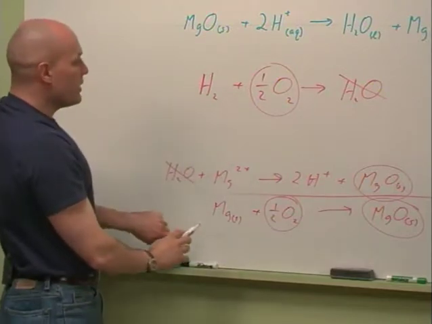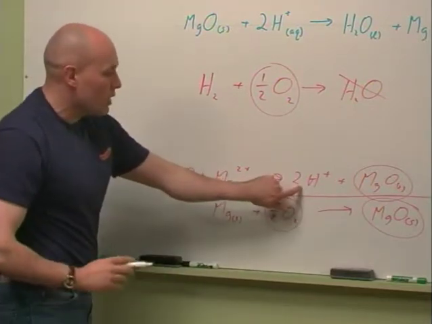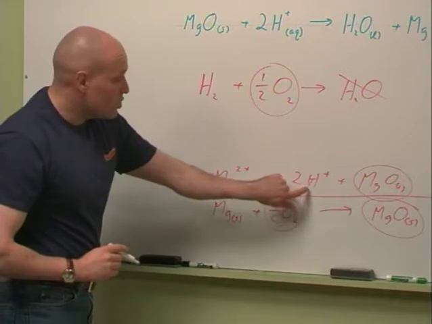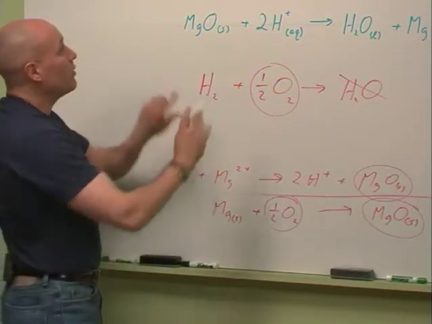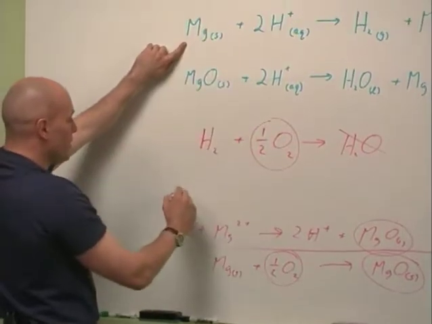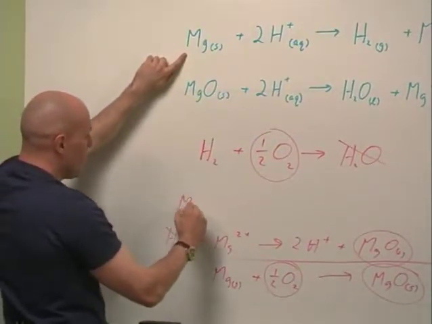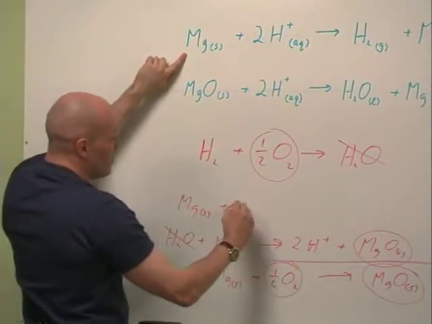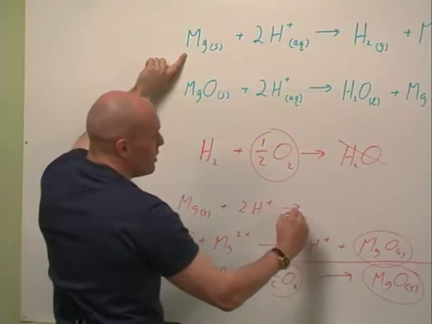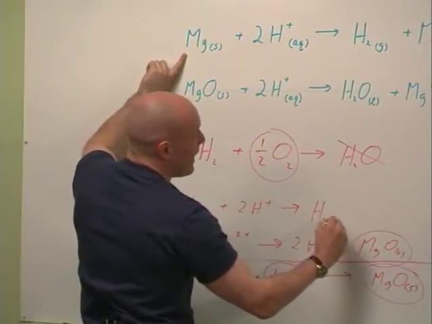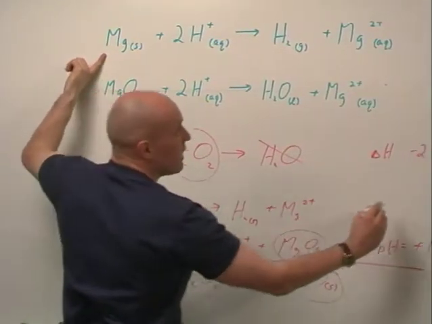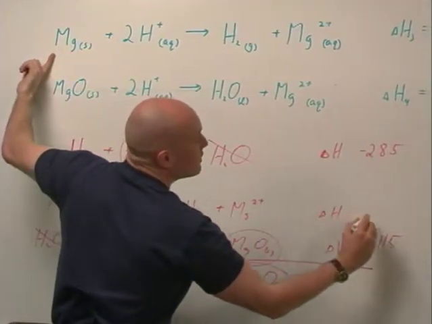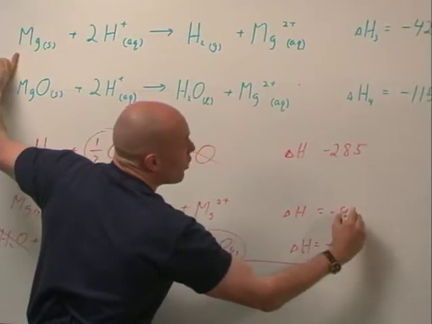So what do I still need here? I need to get rid of the H2, I need to get rid of the 2H+, and I need to make an MgS on the reactant side. I'll look for another equation. Here's one. Let me go ahead and write that in. Mg solid plus 2H+ goes to H2 gas plus Mg2+, and then that delta H is negative 420.